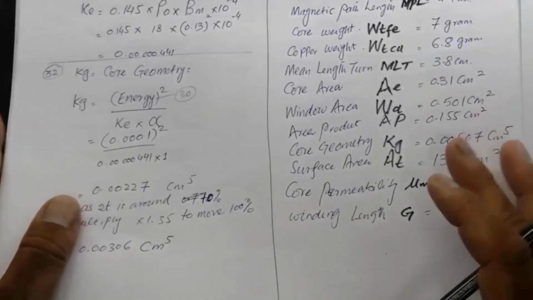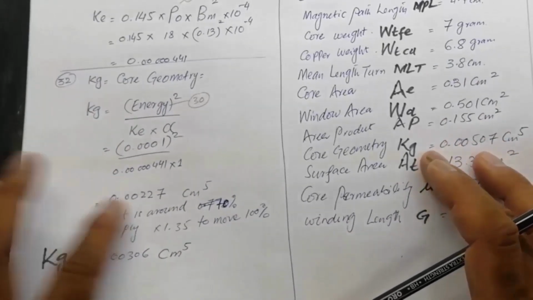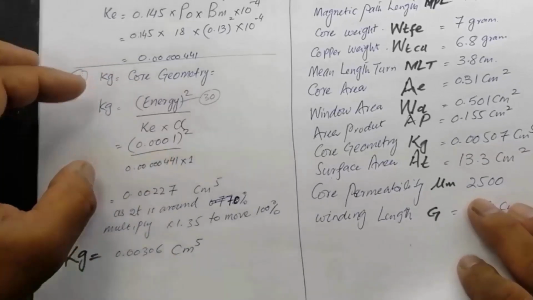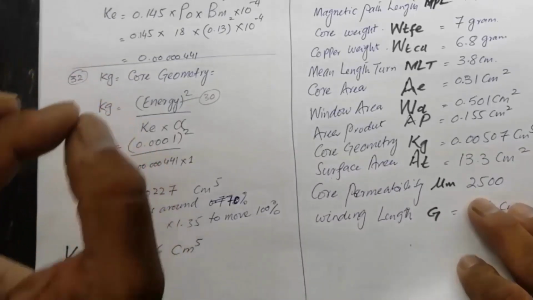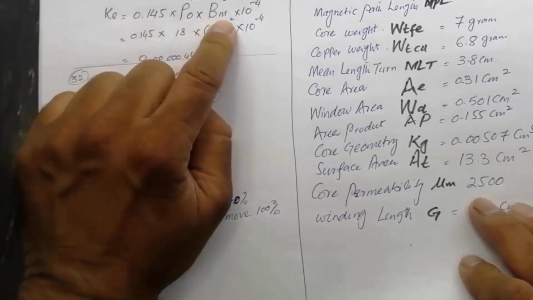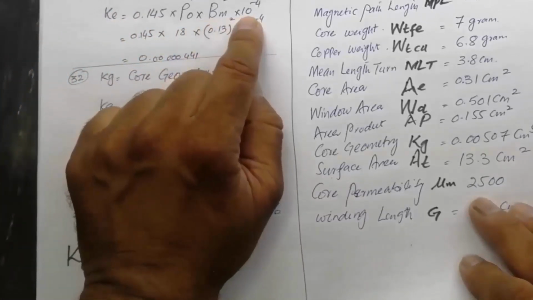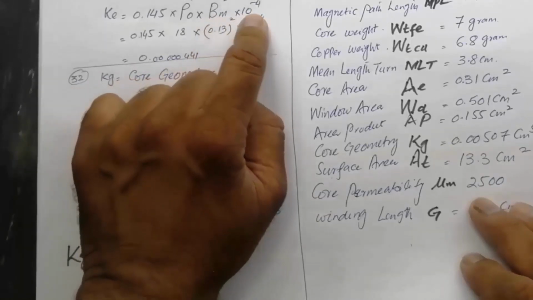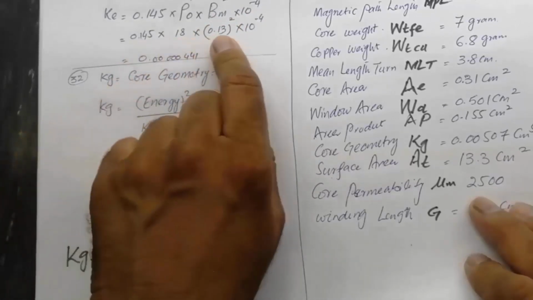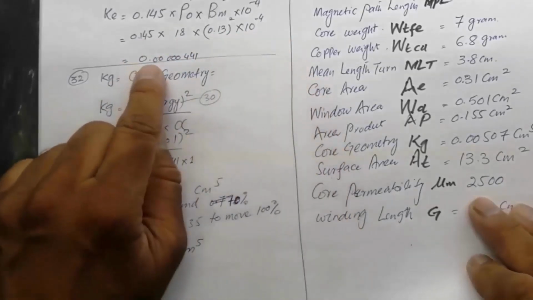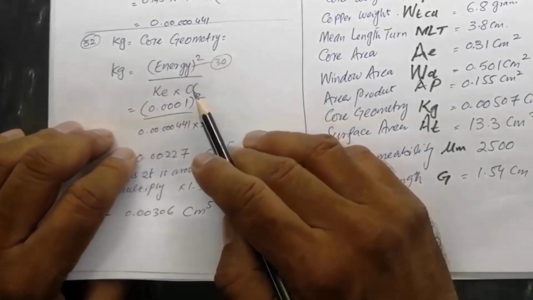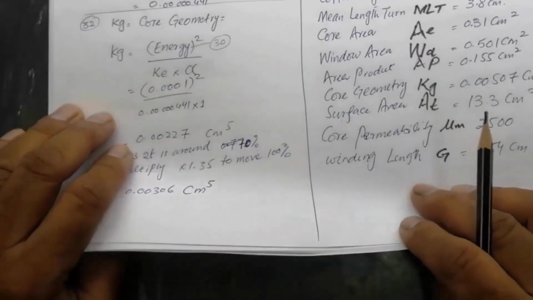Now we will calculate the electrical condition to calculate the Kg factor, core geometry. This is the best way to select a perfectly suitable core for a design. KE is equal to 0.145 times PO times B maximum squared times 10 raised to power minus 4. I am using Tesla, so I will use minus 4. So it is 0.145 multiplied by 18, times 0.13 squared, times 10 raised to power minus 4. So it is 0.00000441.